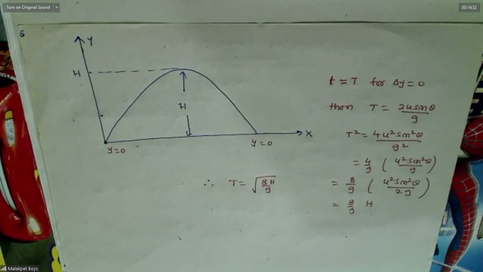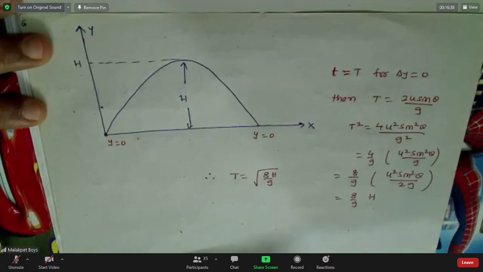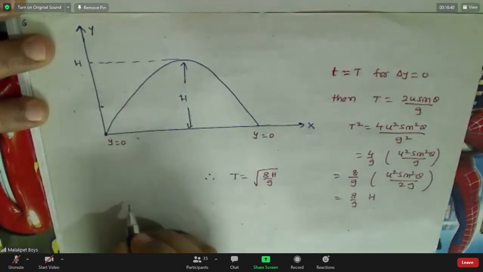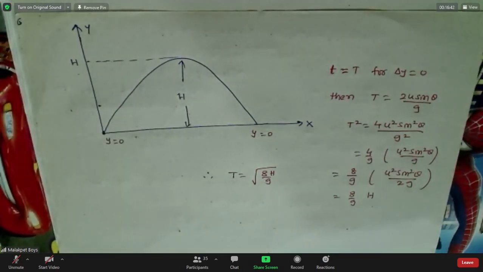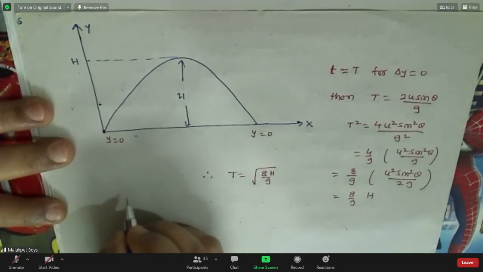Yes, sir. So I can say that when delta y is 0, and t is the time to travel from one point to the other where you have delta y is 0. Understood this? Clear? Yes, sir. Hold on.